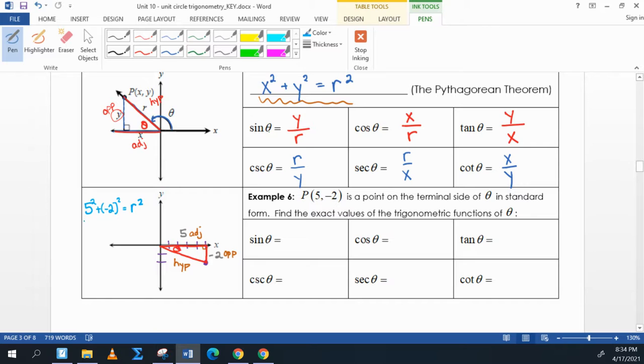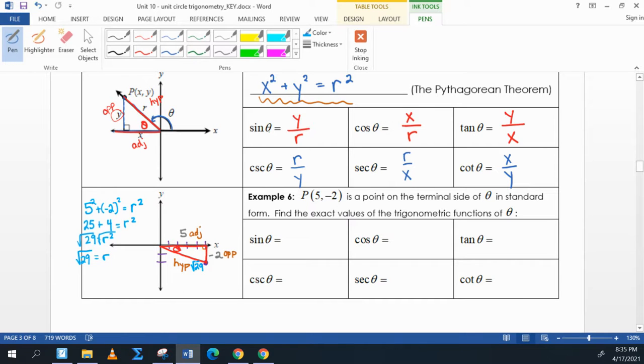So 5 squared is 25. -2 times -2 is a +4. That will always be positive. Do not forget that. Okay, 25 plus 4 is 29. So 29 is equal to my r squared. r is not 29, r squared is. So remember to take the square root right there. So we could say that r is equal to the square root of 29. So we're going to have that square root of 29 right there is my hypotenuse.